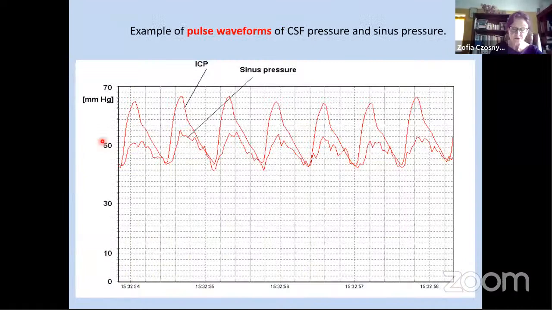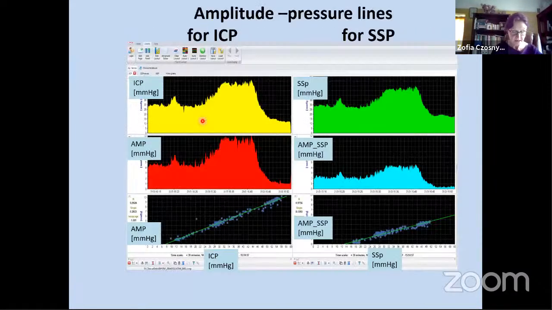And pulse waveforms of ICP and sagittal sinus pressure were coupled. The waves converge close to the diastolic part of the heart cycle and diverge during the systolic part. The linear relationship between mean pressure and pulse amplitude that Marek is talking about looks the same in ICP and sinus pressure. The slope of this line was a little bit greater for the ICP signal than for sinus pressure.